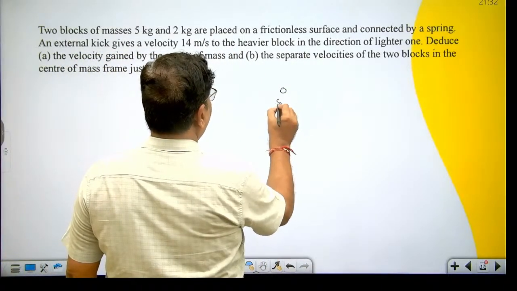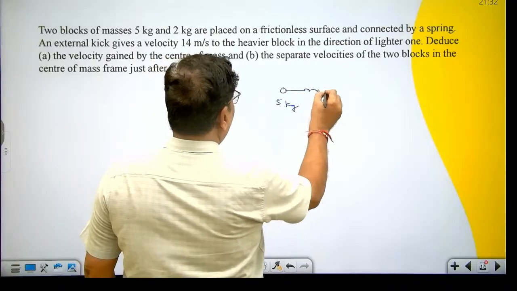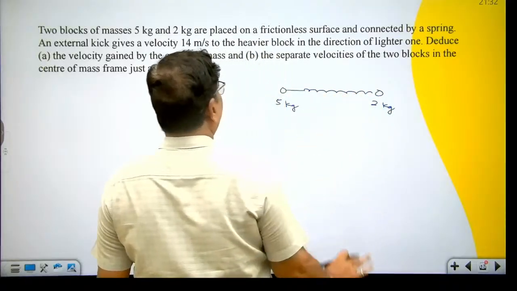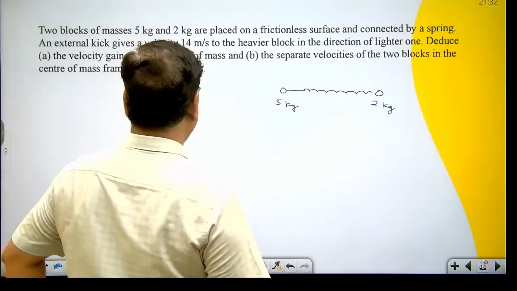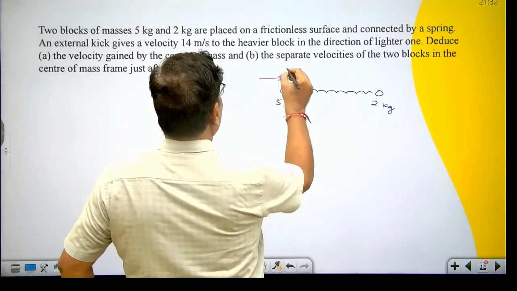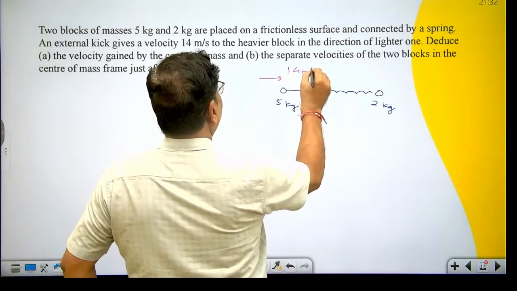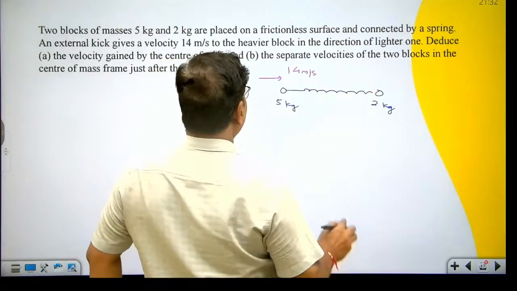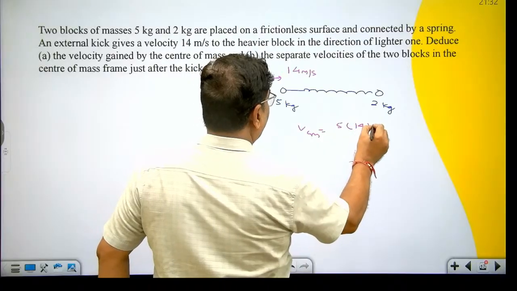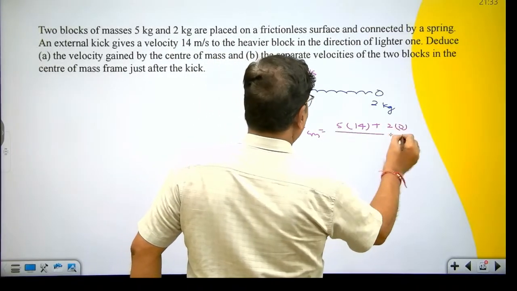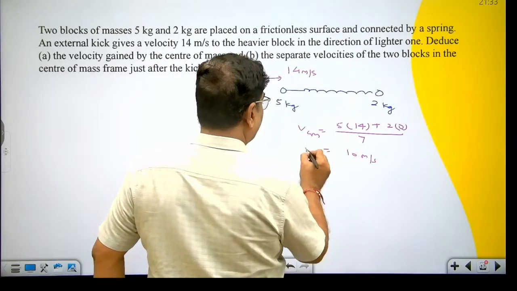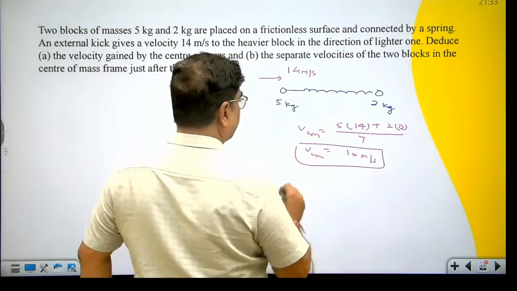This block mass is 5 kg. This is connected by spring. This another block mass is 2 kg. Both are at rest, okay, connected by spring. Now external kick is given. External kick is giving velocity 14 meter per second, and the other velocity was 0. Now velocity of center of mass will be how much? m1 v1 plus m2 v2 upon m1 plus m2, that is 70 upon 7. So this will be 10 meter per second. This is in plus x direction, okay.